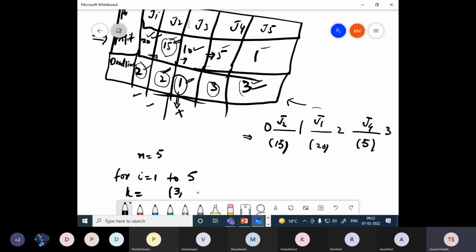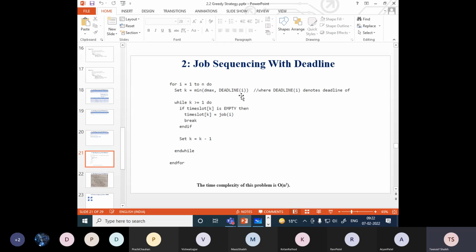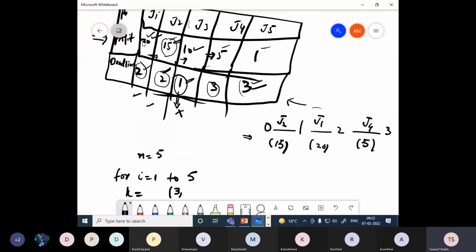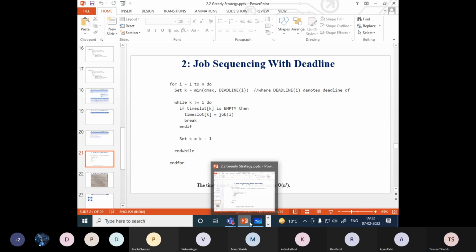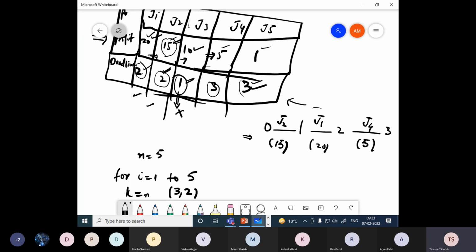and then there is job of I. Then there is deadline of I, which means deadline of job 1, because I is equal to 1. So the deadline of job 1 is equal to 2. So this will be 3 comma 2. And then we are calculating the minimum of what is inside those brackets. Here it is min. So my k will be equal to 2. I is equal to 1, k is equal to 2.